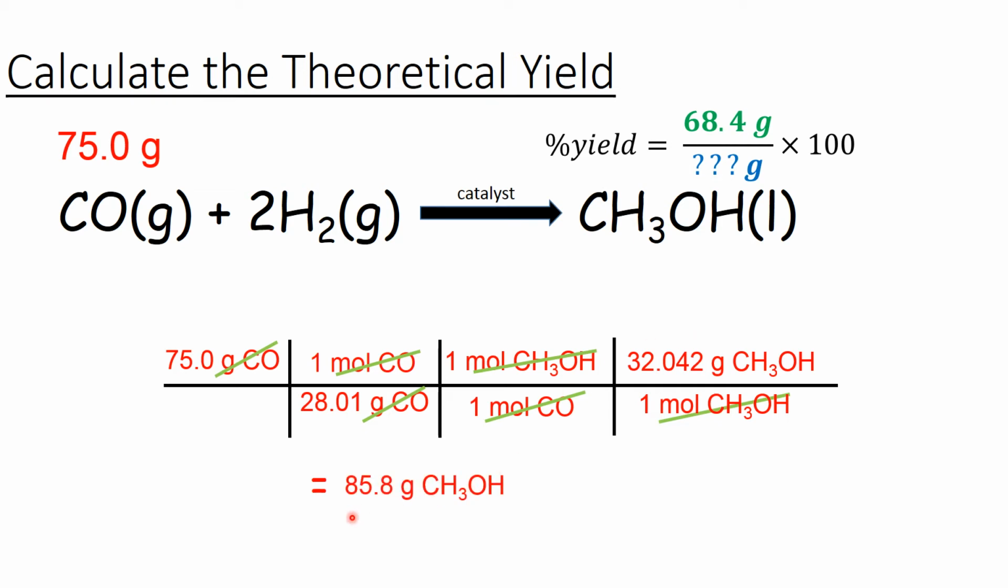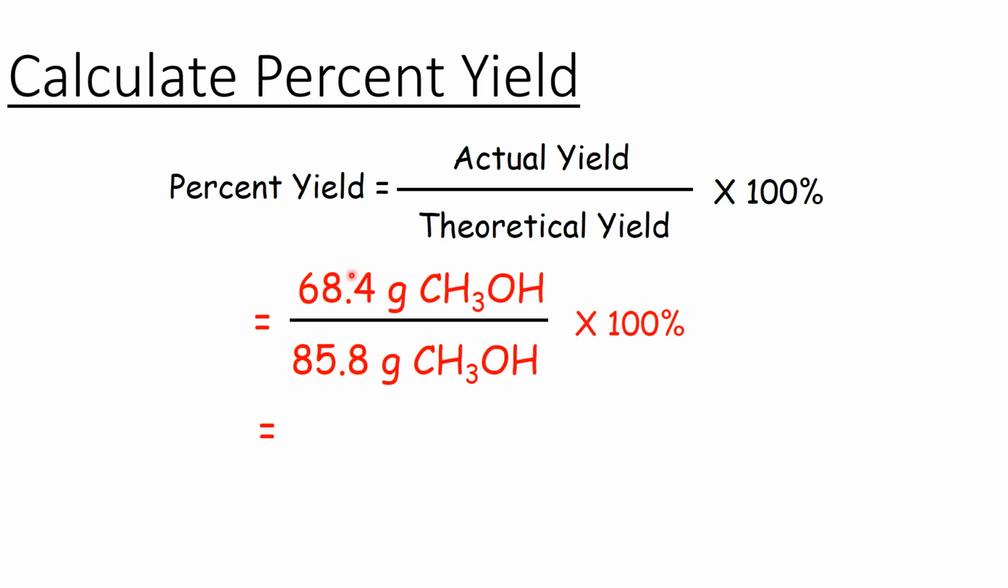When we do the math, our answer is 85.8 grams of methanol. So this number is the theoretical yield that we need to plug in up here in this equation in order to get our percent yield. Let's do that. 68.4 grams of methanol divided by the theoretical amount that we just calculated, multiply it by 100, and we end up with 79.7% methanol, or the percent yield of methanol is 79.7%. Notice there are no grams here or anything.